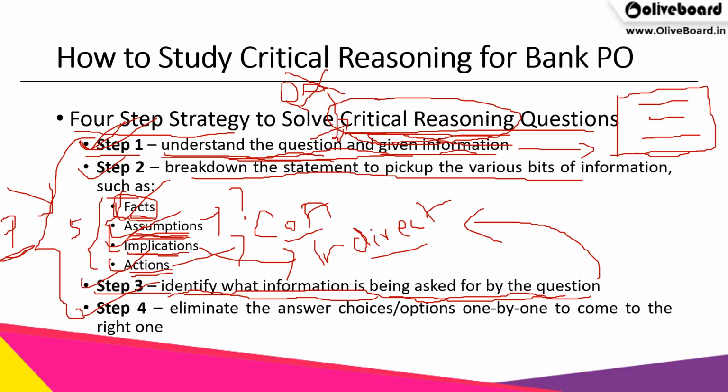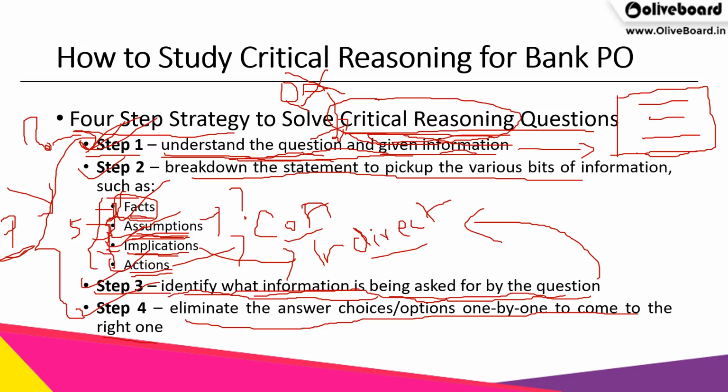Based on this information, अगर आप शुरू में देखोगे तो definitely you'll be confused, क्योंकि you don't even know what is a fact, what is an assumption, what is an implication, what is an action. You will not know this. So that is why I'm saying first you break it down. Okay, break it down into the various categories, then you look at what is needed. क्योंकि अभी ढूंढने में तो कम टाइम लगेगा ना. Now at least you will not waste that much time in looking for it. Correct. And lastly, once you have identified what information is being asked for the question, eliminate the answer choices one by one to come to the right one.